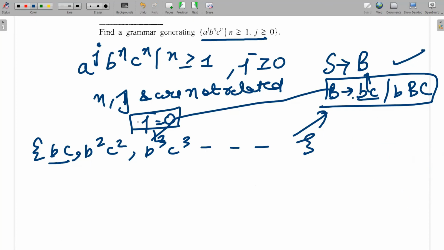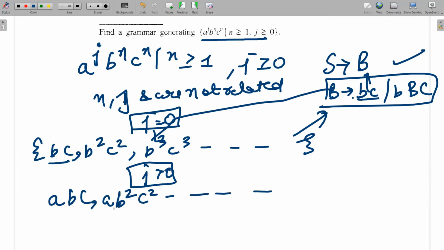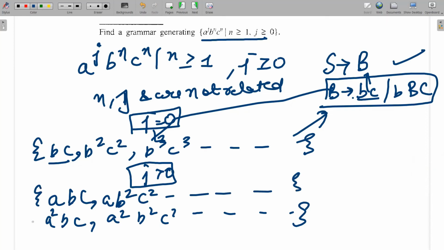Now again, I have to see j greater than 0. In this, I can clearly get A, B, C. I can get A, B square, C square. So many answers. I can get A square, B, C. I can get A square, B square, C square. So again, this is also a recursive call.